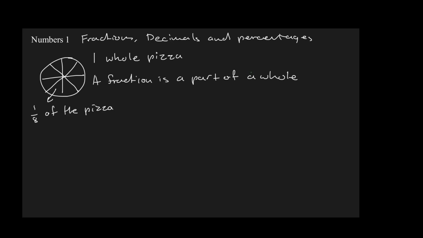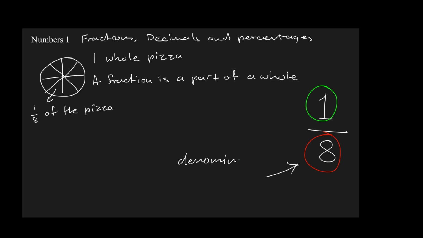Now, let's get into some terminology. So let's take this 1/8 fraction. Let's draw this a bit bigger. 1/8. These two numbers, this one over here and this one over here, actually have different names. Let's start with the bottom one. This is called the denominator. And what this tells us is how many slices or how many pieces we need to make a whole.